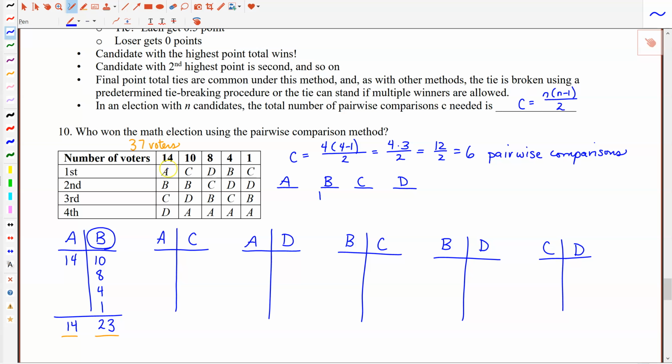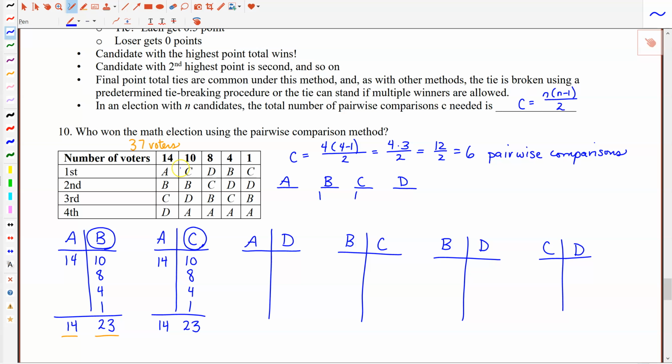Alright, so for A matching up with C, A gets C's 14, C gets those 10, C gets C's 8, C gets those 4, and C gets that 1. So again, I'm going to have 14 to 23. C wins that matchup, gets a point.